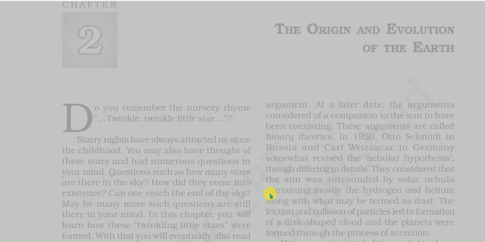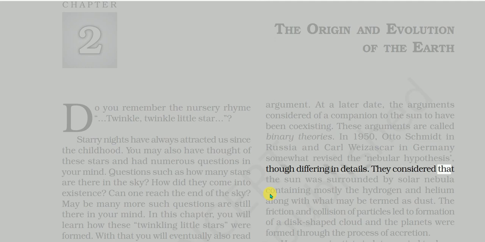The origin and evolution of the Earth. At a later date, the arguments considered a companion to the sun to have been coexisting. These arguments are called binary theories. In 1950, Otto Schmidt in Russia and Carl Weizsäcker in Germany somewhat revised the nebular hypothesis, though differing in details.